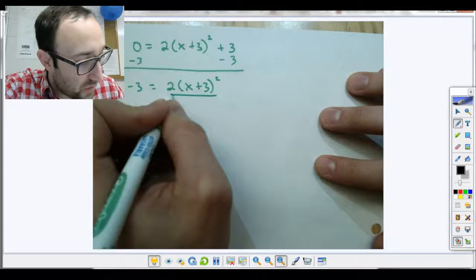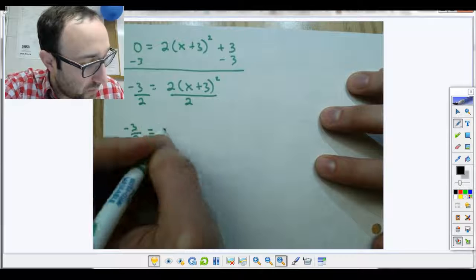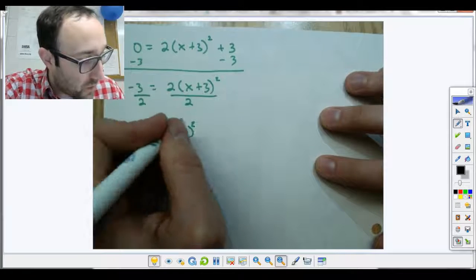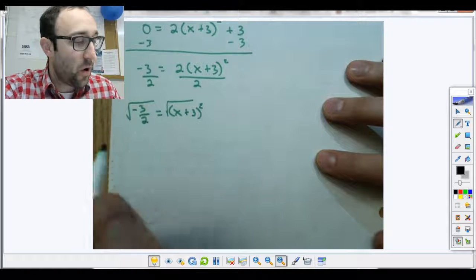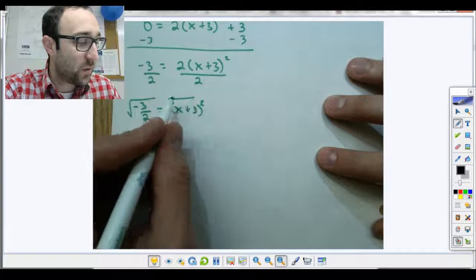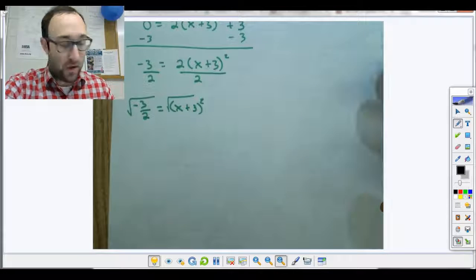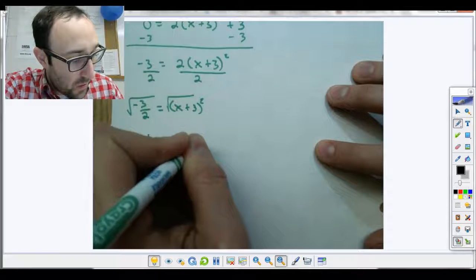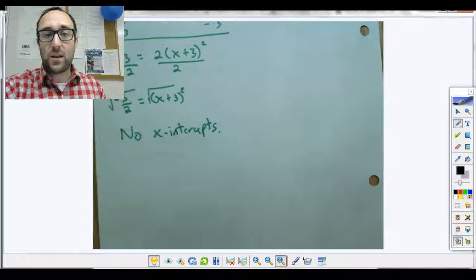Okay, divide by 2 is my next step. So I have negative 3 over 2 equals x plus 3 squared. And I'm going to take the square root of both sides. And now I have a problem because I'm trying to figure out what number multiplied by itself is going to equal a negative number. Is that possible? No, I can't do it. So there will be no x-intercepts. So there you go. That is example B.